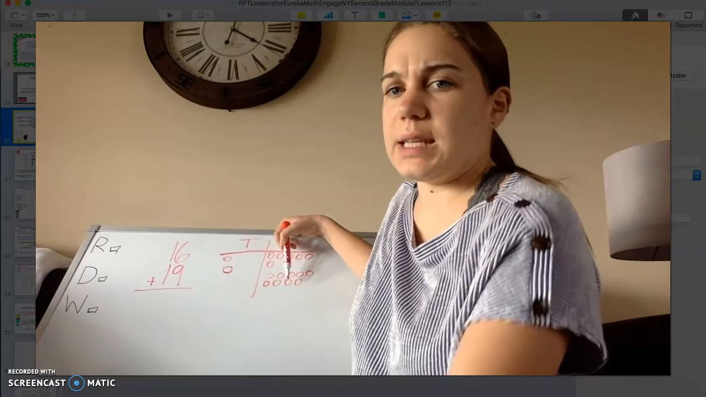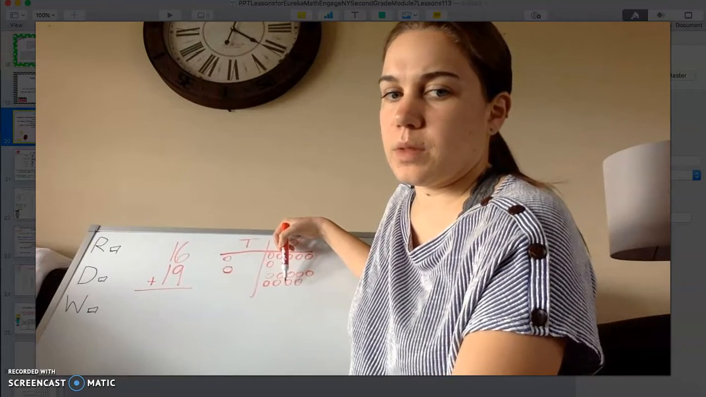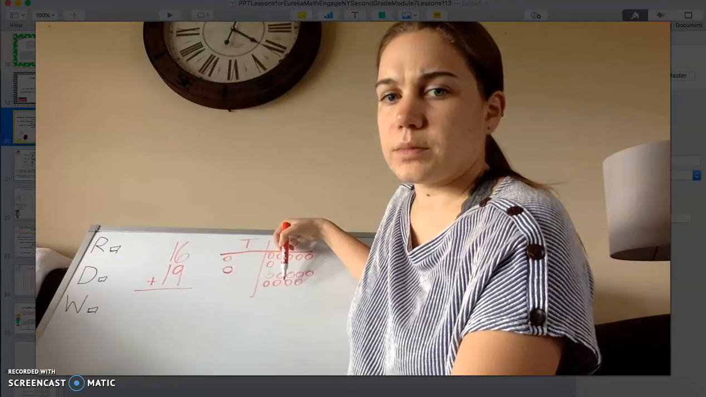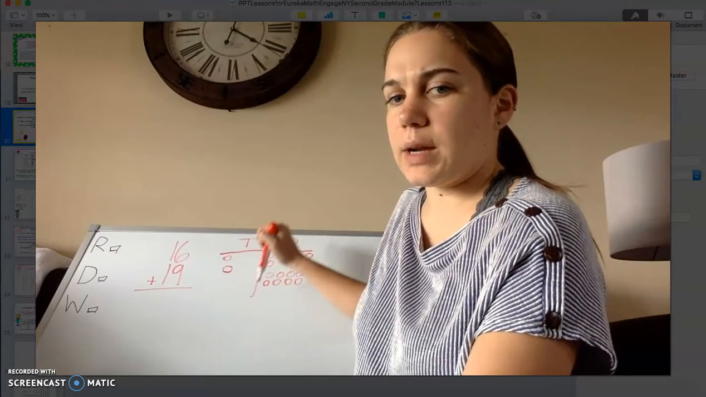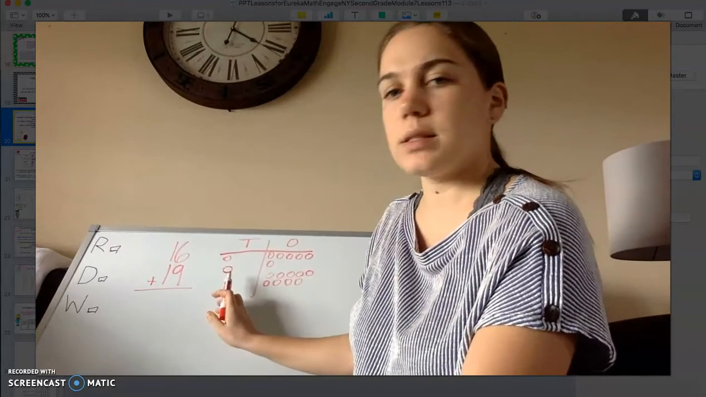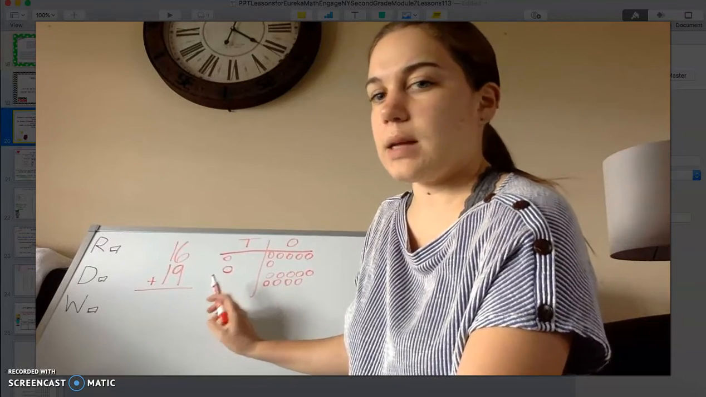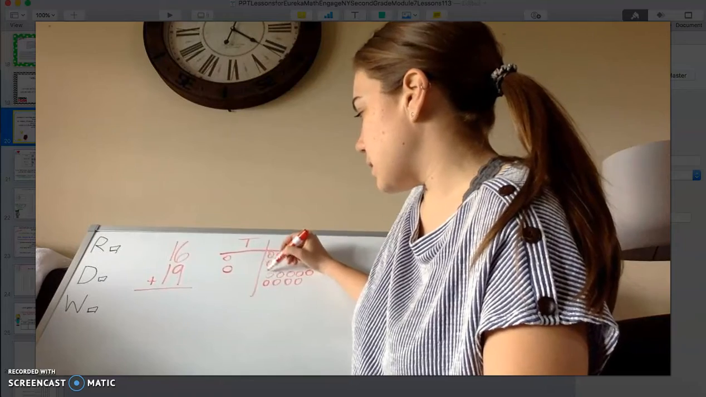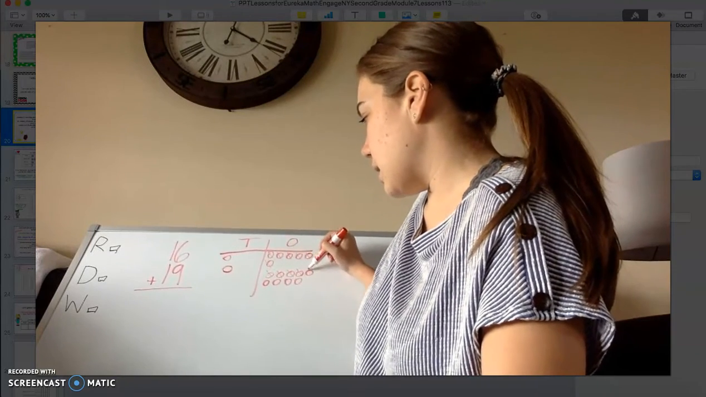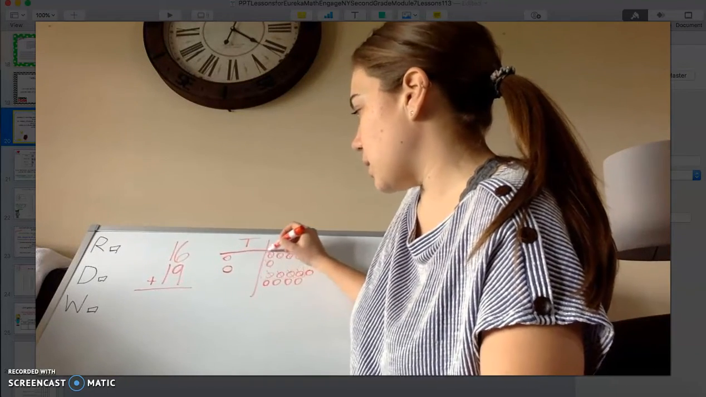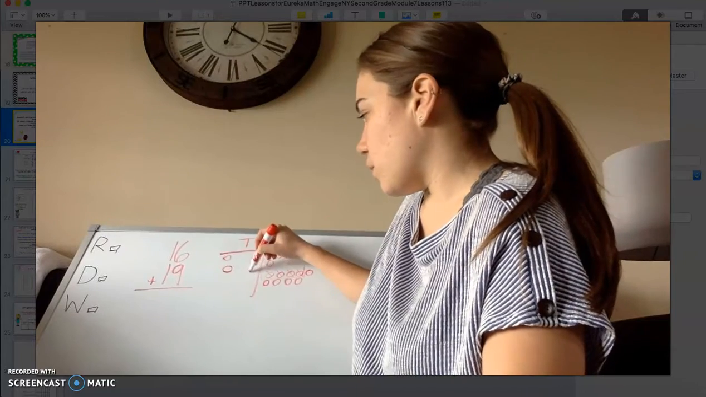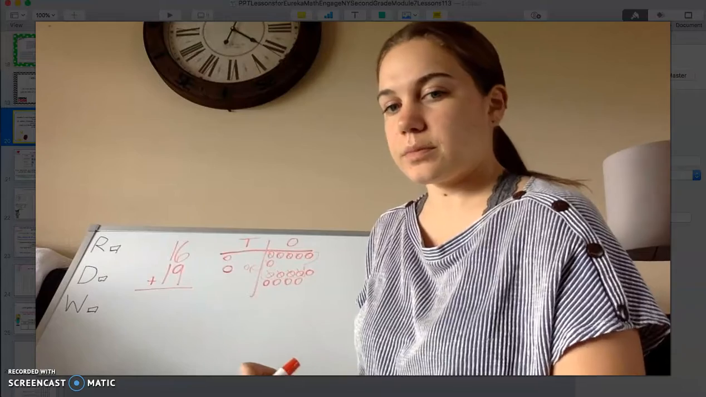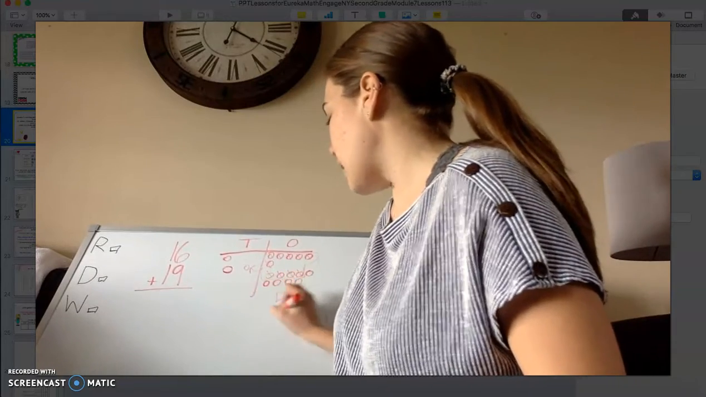Can we have 15 in a column? No. What do we need to do? Good. We're going to cross off 10 and trade in 10 ones for how many tens? Good. 1 10. So 1, 2, 3, 4, 5, 6, 7, 8, 9, 10. And I'm going to trade those 10 ones in for 1 10. So now how many ones do we have? Good. We have 5 ones left.